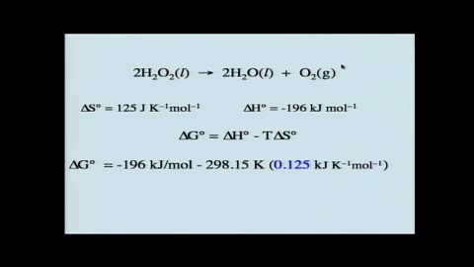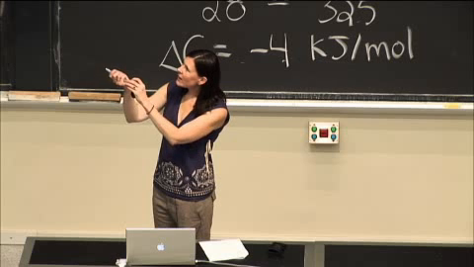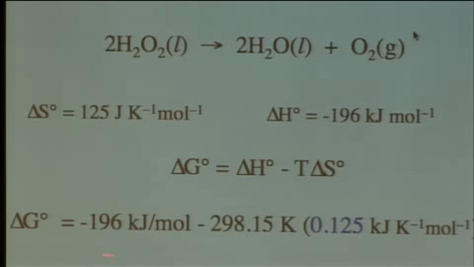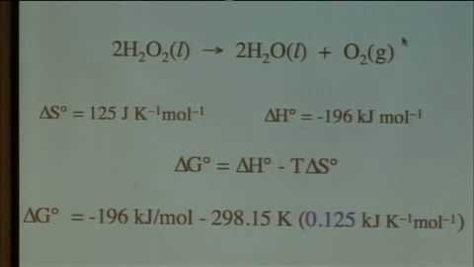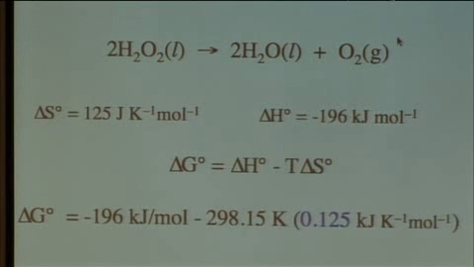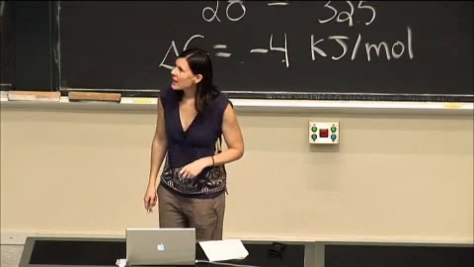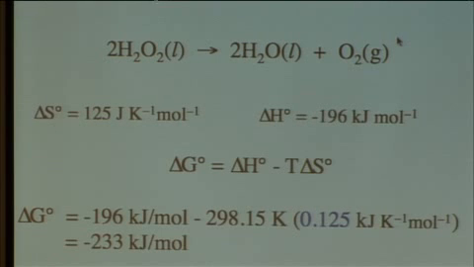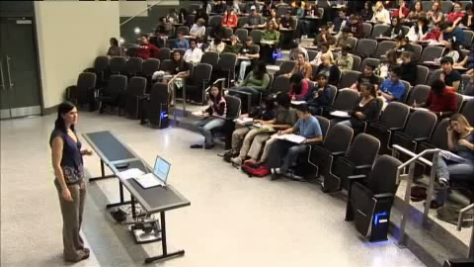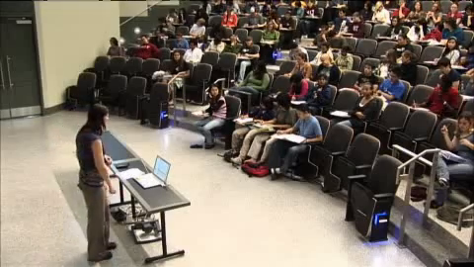If we plug all of this in, we have our delta H, which is negative 196 kilojoules per mole, minus our temperature. I wanted you to write this in again because I want you to get in the habit of converting our joules to kilojoules. It's 0.125 kilojoules per Kelvin mole. So we end up with a delta G of negative 233 kilojoules per mole. Is that spontaneous or non-spontaneous? Great, so the reaction here is spontaneous.